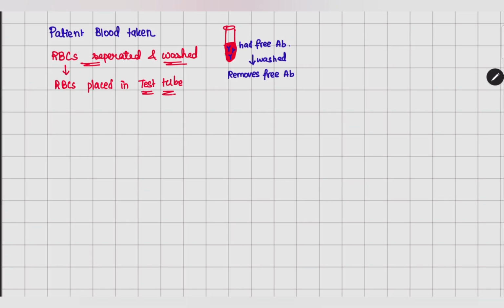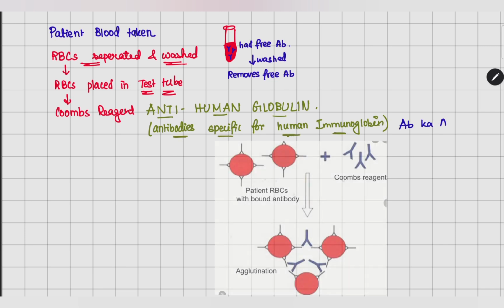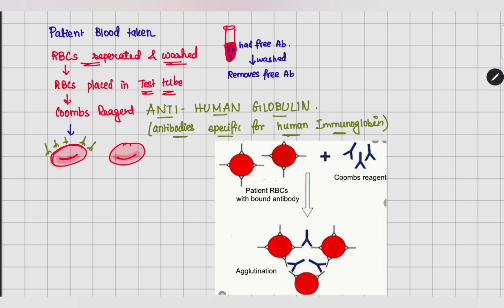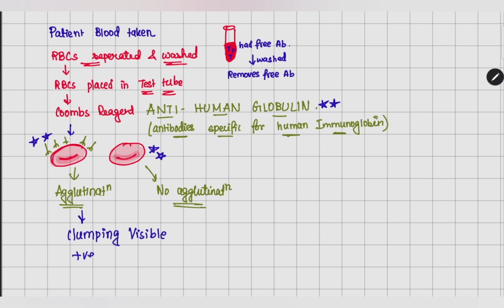Now the RBCs are placed in the test tube, and then we add the Coombs reagent. This Coombs reagent is also known as anti-human globulin, which means they are antibodies specific for human immunoglobulin or human antibodies. So when they meet the antibodies attached to the RBCs, they basically act as antibodies to those antibodies. So it will react and lead to agglutination. However, if there are no antibodies attached to the RBCs, there will be no agglutination, no reaction. But if agglutination happens, then the clumping is visible and it gives us a positive test. So that was the direct Coombs test.